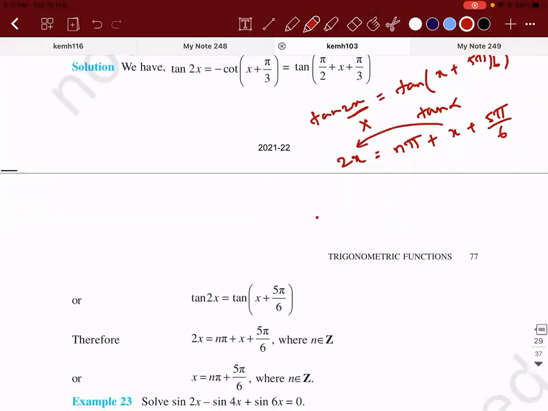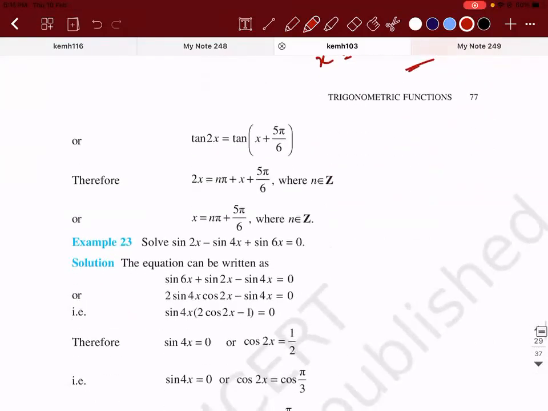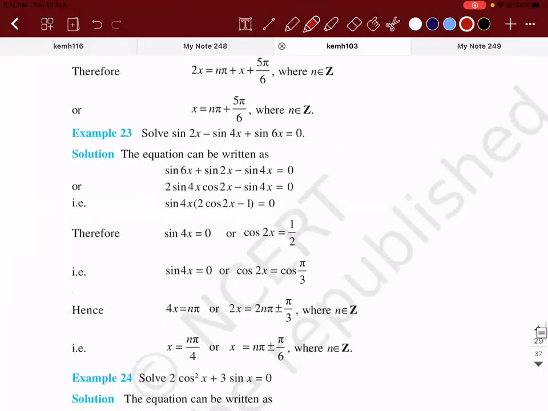So this will come this side. x will be equal to n pi plus 5 pi by 6. This is the general solution. Did you understand what I did? Are you convinced with the logic? So 23rd, this is one more kind of a problem that can be asked.